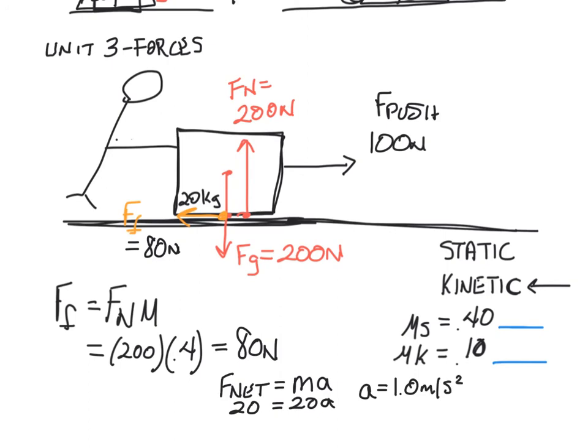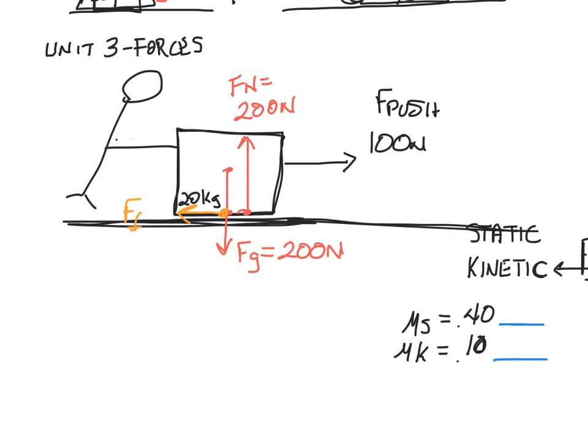But let's say we keep the gas down and keep applying this push force of 100 newtons to that box into the realm of kinetic. Now your kinetic friction we can solve for. Normal force times coefficient of kinetic friction. So now our force of friction is equal to 20 newtons.